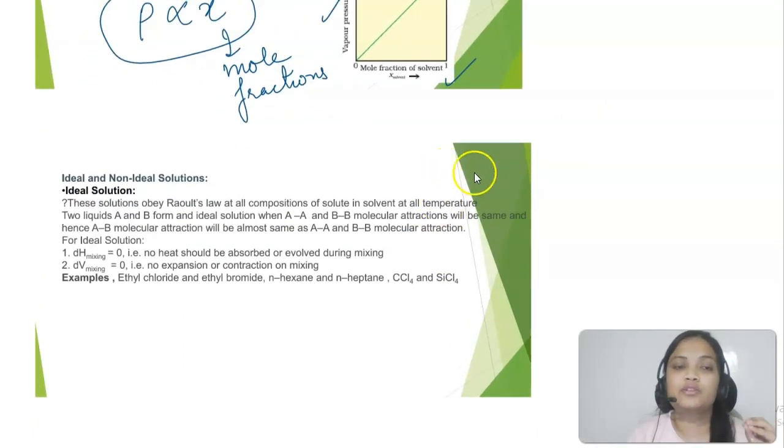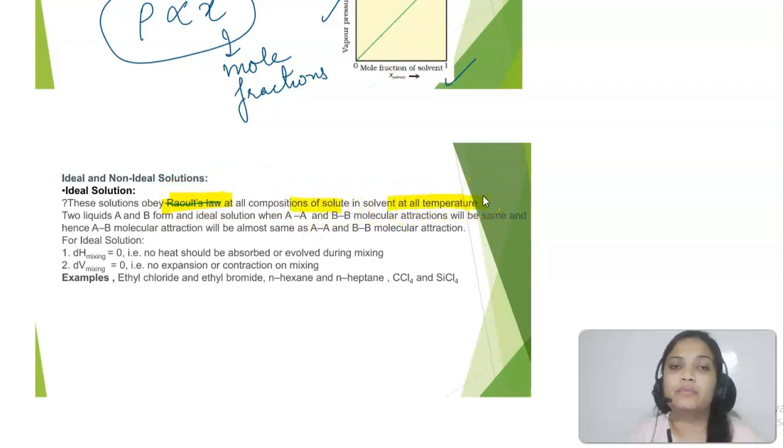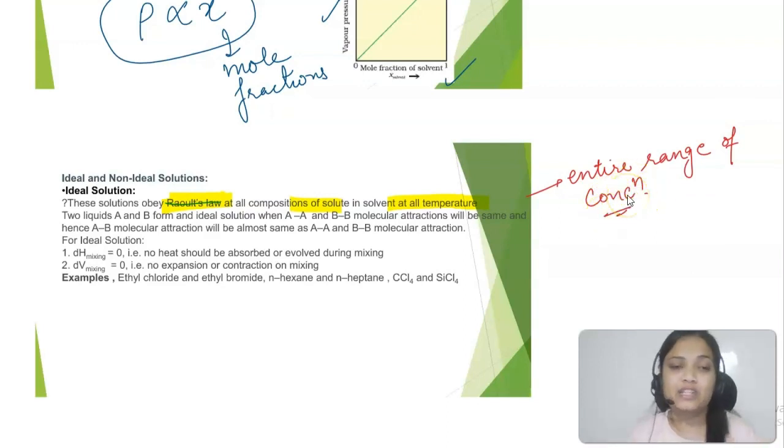Now, what is an ideal solution? Let me tell you. We will do it slowly, we must understand every point. Ideal solutions are the ones which obey Raoult's law at all compositions of solute in solvent at all temperatures. That means these are the ones which obey Raoult's law over the entire range of concentration. It won't be that Raoult's law is obeyed at only one concentration. Any concentration of your solute in solvent, it is going to obey Raoult's law. That is known as the ideal solution.